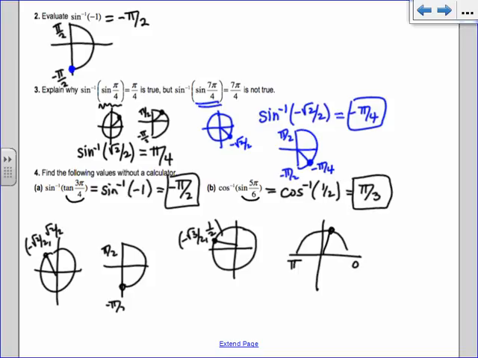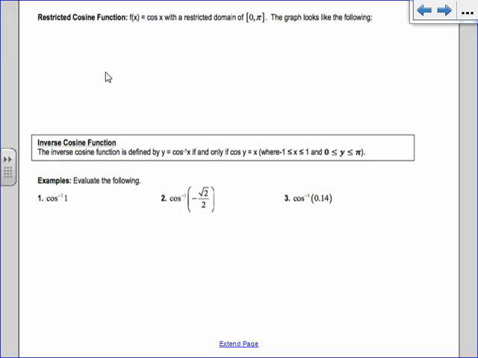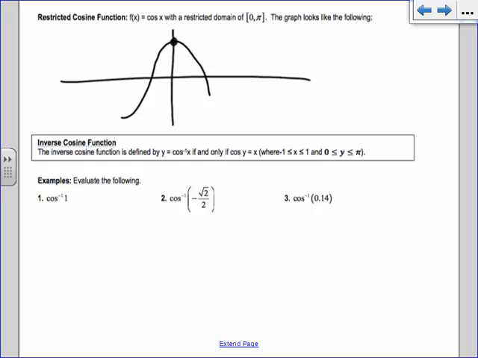Okay, so the restricted cosine function, again, we have to think about where cosine passes that horizontal line test. So we draw cosine out. It starts at 0, 1. It goes like this. Where does it pass the horizontal line test? It passes the horizontal line test until it gets here. If we go up any more, then it doesn't pass that horizontal line test, right? So we have to stop at pi. So it's from 0 to pi.